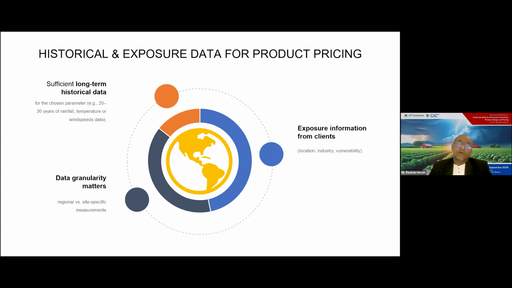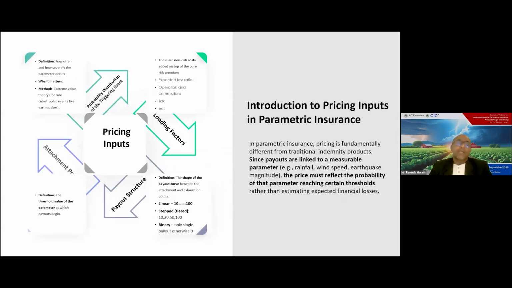So we need to collect all this data as well, right? In the product designing process, we are discussing more about this, right? This is very important. What are the pricing inputs in price designing? The first one is the probability distribution of the triggering event, right?